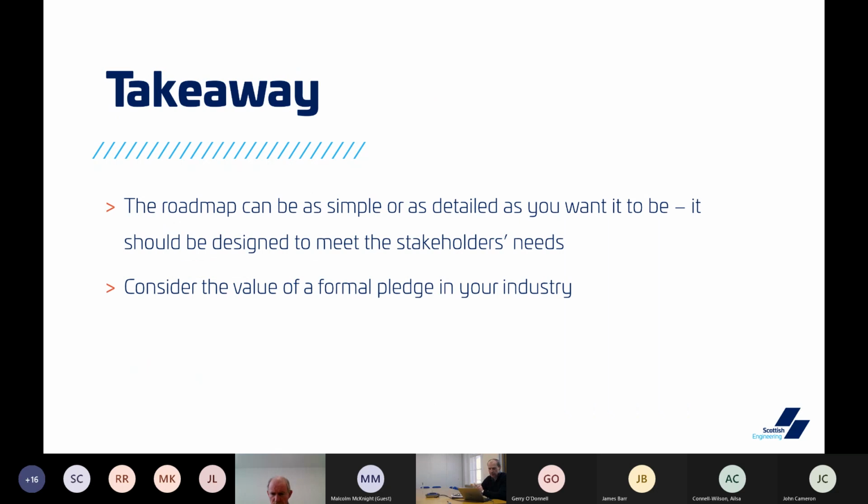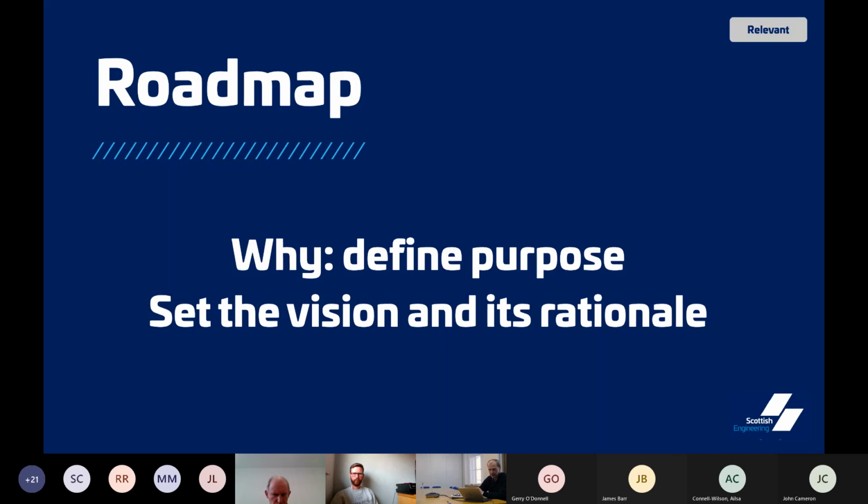So the takeaway from that is it can be as simple or as detailed as you want it to be. So you go from Skanska at one extreme to Oxford Council at the other extreme. But it should be designed to meet your stakeholders' needs. That's a key part of it. And you may consider the value of a formal pledge like the SME commitment I've just talked about.